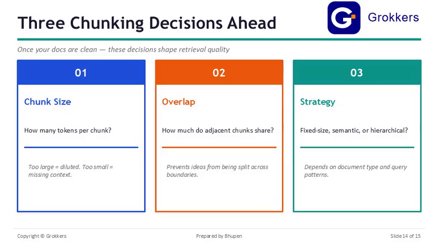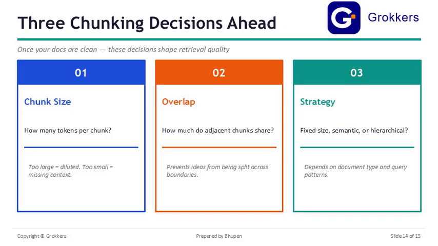This lesson has focused on the pre-processing problem, the work that has to happen before chunking can even begin. The next lesson in this series takes up where this one leaves off, assuming your documents are clean, and examines the 3 core decisions that determine chunking quality. The first decision is chunk size. How many tokens to include in each chunk? Too large and the embedding captures too many ideas at once, diluting retrieval precision. Too small, and individual chunks lose the surrounding context needed to make them useful.